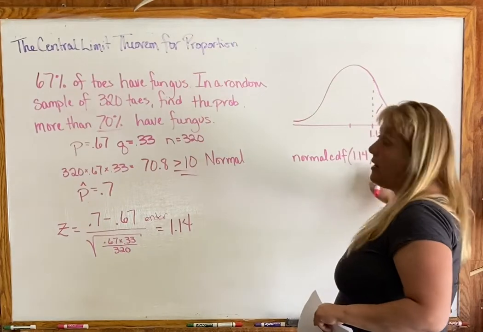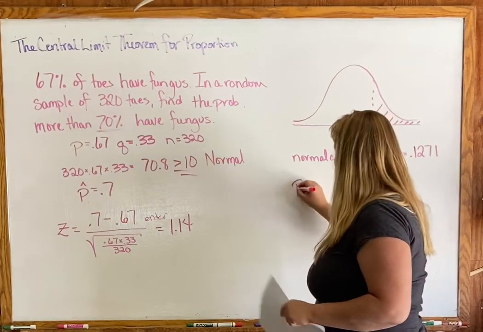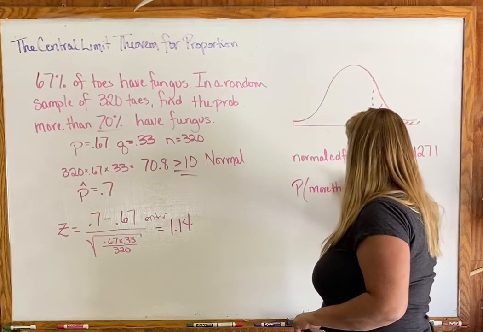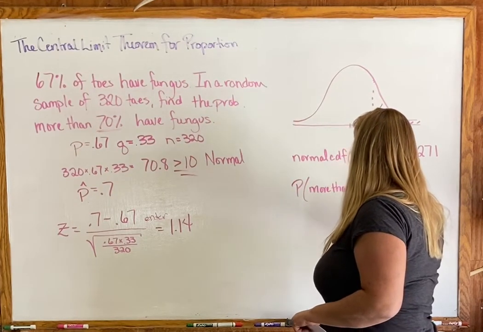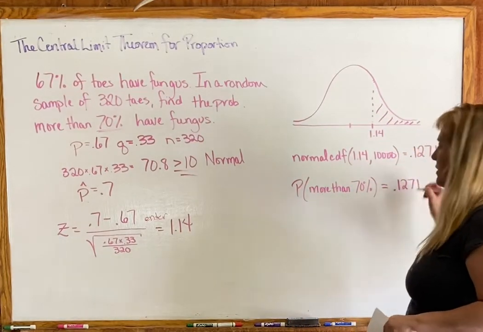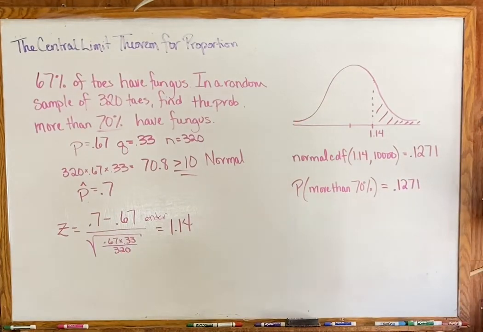Now remember, that's not an appropriate answer, so we say the probability that we are more than 70% is 0.1271. So the probability that more than 70% of toes have fungus is around 12.71%. Now there's more percentages wandering around here, so sometimes the answers are a little bit uglier or not as clear, but that's why we want to make sure we label everything appropriately.